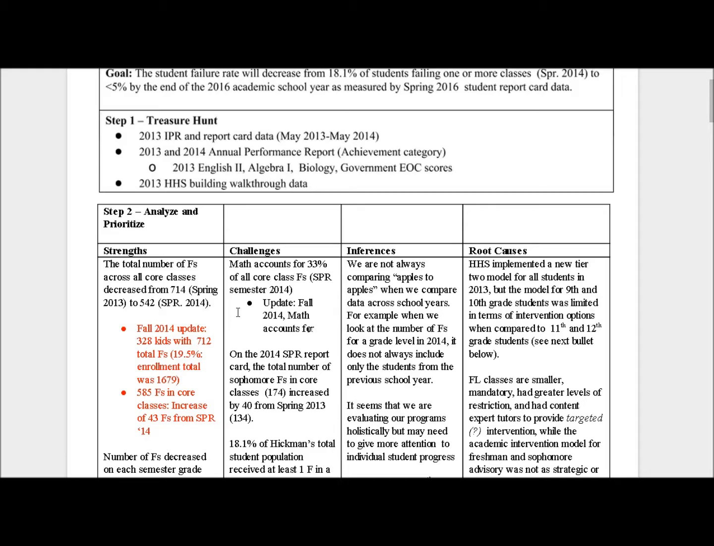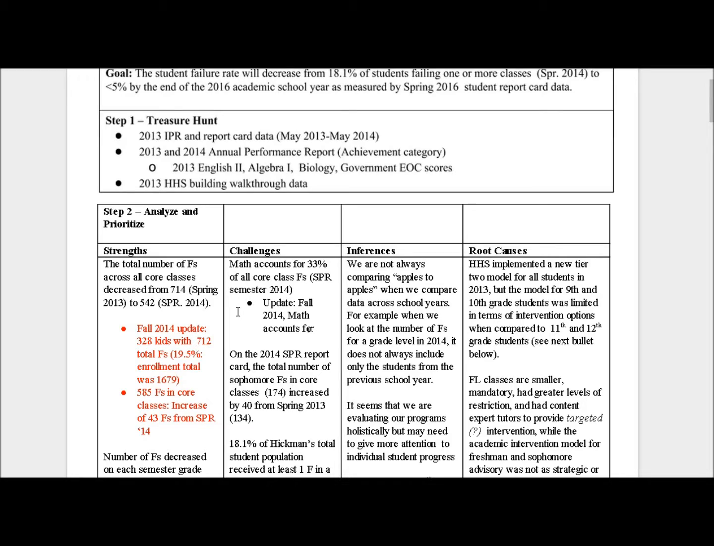So step 2 of the DMR process is analyzing and prioritizing these data. In looking at those data, you look at them through the frame of what are the strengths of the data, the challenges that you see from the data, what inferences you can make about why these data exist, and then what are some root causes. I do want to have a quick caveat before I proceed too much into the analysis of the data. A lot of the inferences are inferences of my own, as well as the people who were analyzing the data with me.